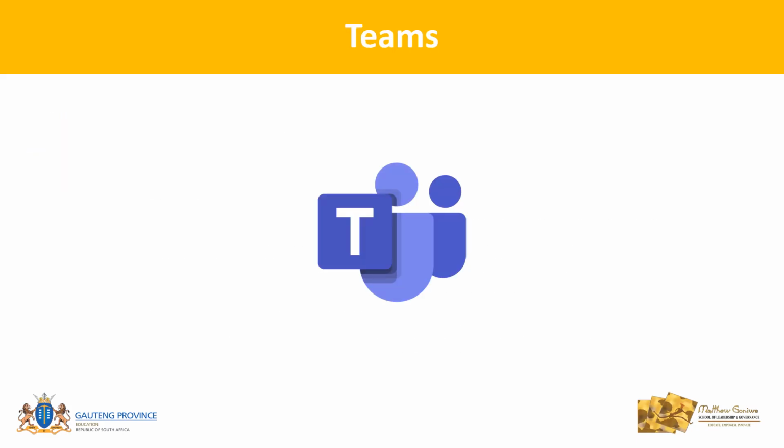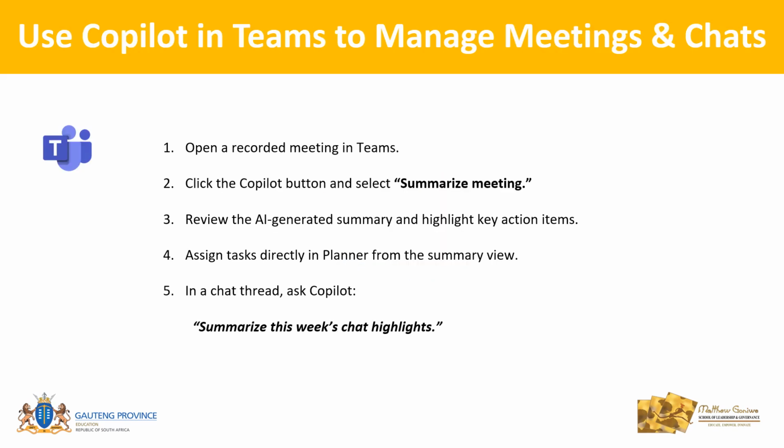AI in Teams, collaboration and meetings. In Teams, AI helps you summarize meetings, assign tasks, and keep track of decisions without needing minutes. Show recorded meeting, click Copilot, summarize meeting, highlight AI-generated action items, show assigned tasks to members in Planner directly. In chat, ask Copilot, summarize this week's chat highlights.